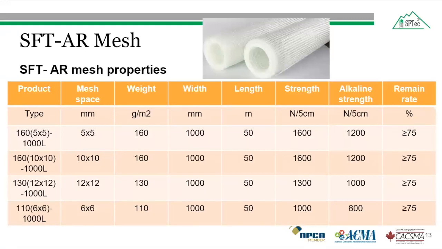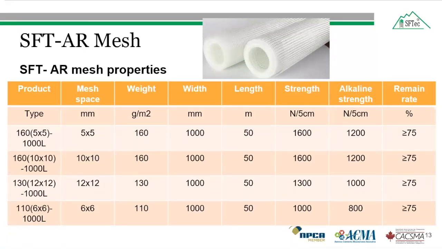Another product is the SFTec alkaline resistance mesh, which is ideal for applications requiring strengthening, like wall strengthening or roof strengthening. They are available in 4 different types based on the mesh space, weight, and strength. The mesh space varies from 5 by 5 to 12 by 12, while the weight of the alkaline resistant mesh varies from 110 to 160 gram per square meter.